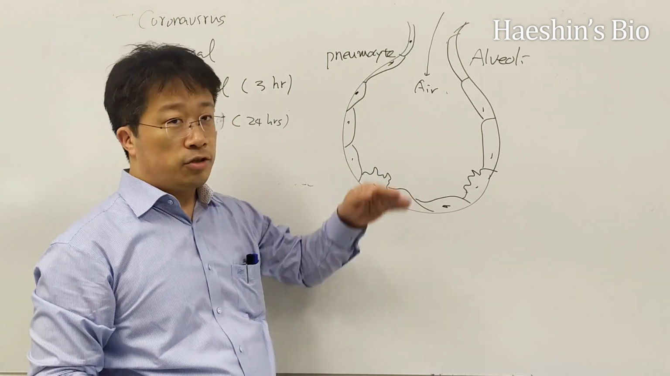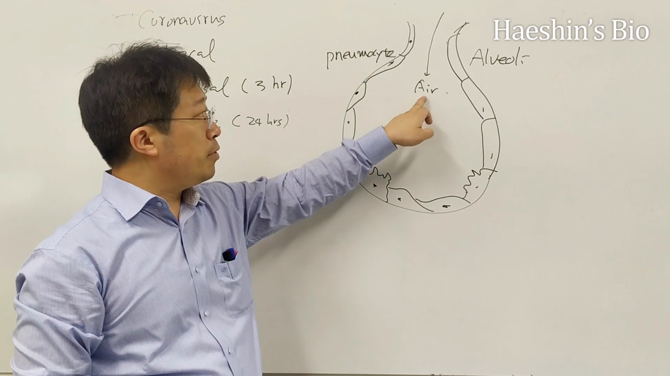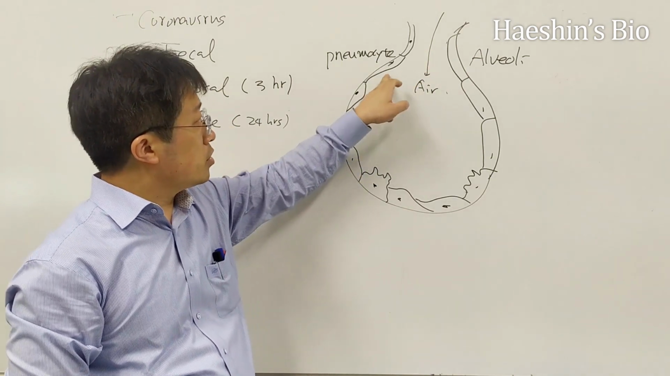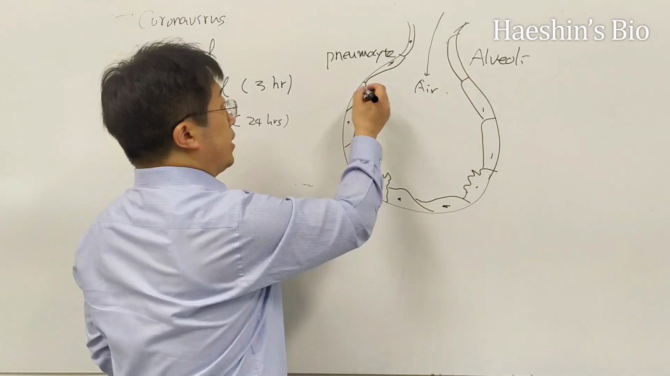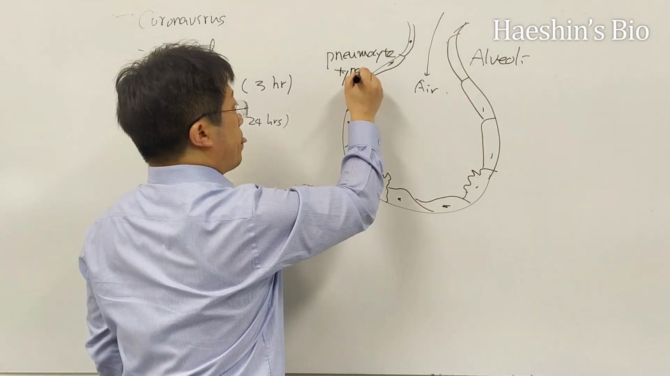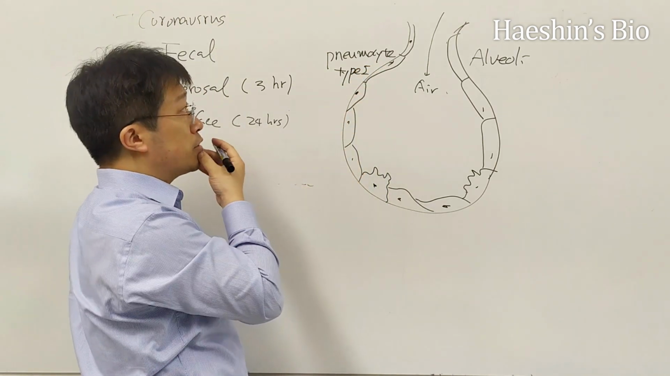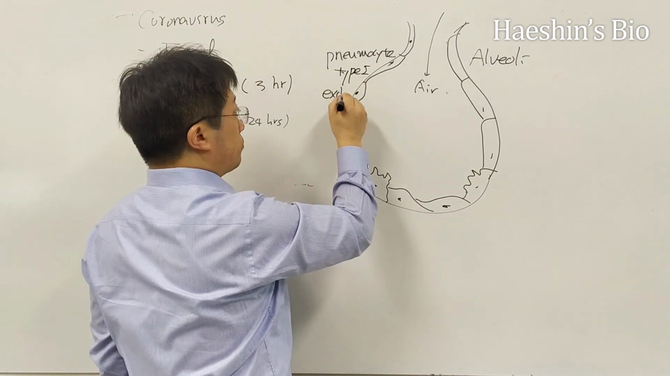So the air comes in. This is the cell that directly interacts with the air that we breathe. So if it's contaminated air, which has coronaviruses, eventually the viruses contact these cells. So this is pneumocyte type 1. The majority of the pneumocyte population is type 1, which actually exchanges the gas.